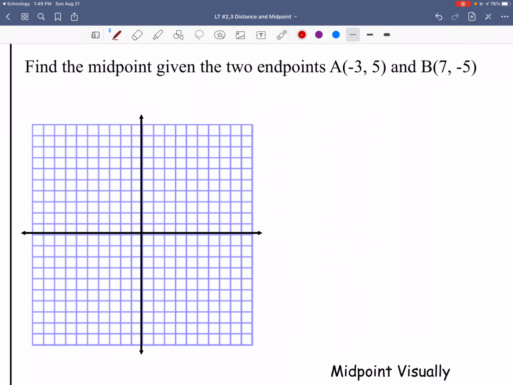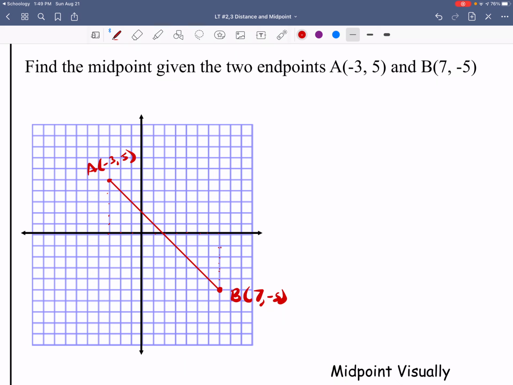Find the midpoint of these two endpoints, negative 3, 5. Let's plot that. And 7, negative 5. And feel free to pause the movie anytime you need to plot the points or write something down. I might be going too quick here for you, but feel free to pause it.